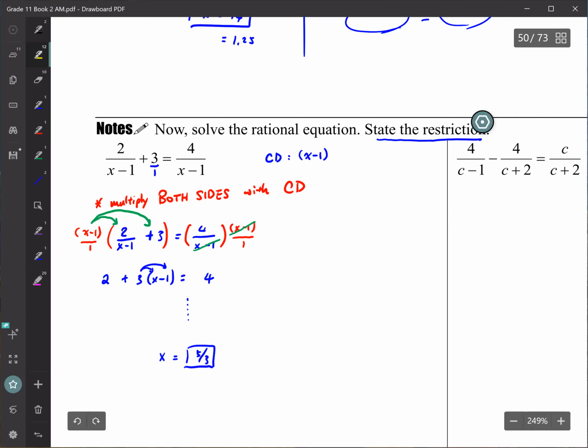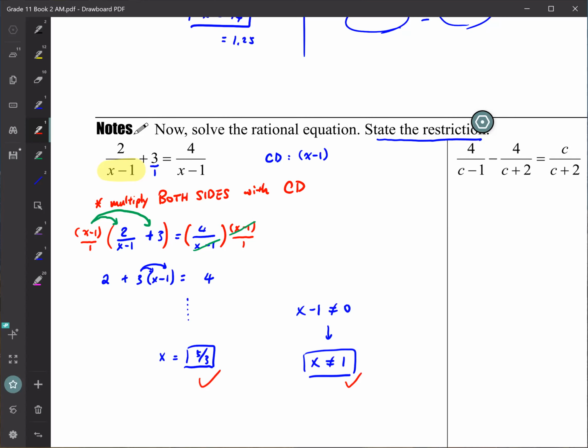So you look at the denominator. In the denominator, you see x minus 1. So x minus 1 cannot be 0. It's the denominator that cannot be 0, not x that cannot be 0. And then from there, you solve for x, so x cannot be 1. And then you want to double check, right? You find the answer there, and you got the restriction there. You want to make sure your restriction is not the same as the answer you got.